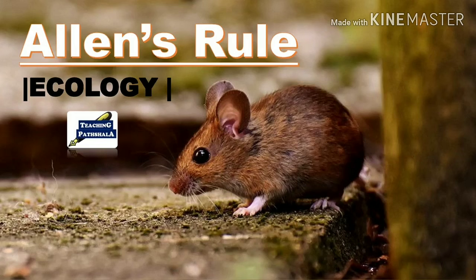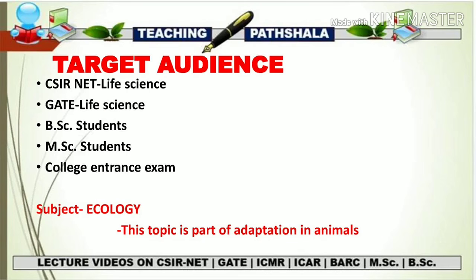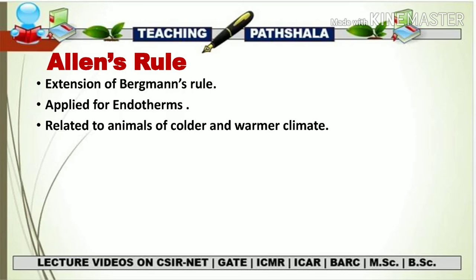In this video, we are going to talk about Allen's rule, and this topic we have taken from the unit of ecology. The target audience for this topic includes CSIR NET students, GATE Life Science students, BSc and MSc students, and the students who are preparing for different college examinations. It is mainly part of adaptation in animals. So let's start our topic with Allen's rule.